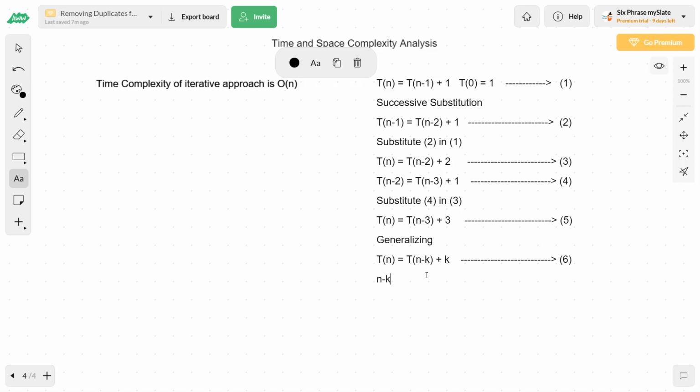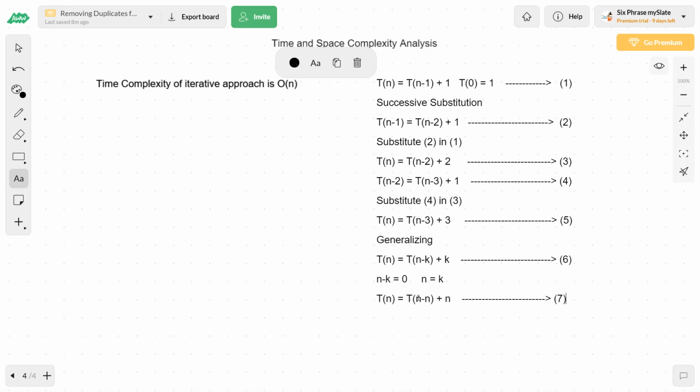So when n minus k is equal to 0, minus k on the left side, take it to the right side as positive, whereas n is equal to k. When n equal to k, n minus k will become 0. So hereafter substitute n instead of k, because both are equal, right? So t of n equal to t of n minus n plus n. So this equation we will take it as equation number 7.